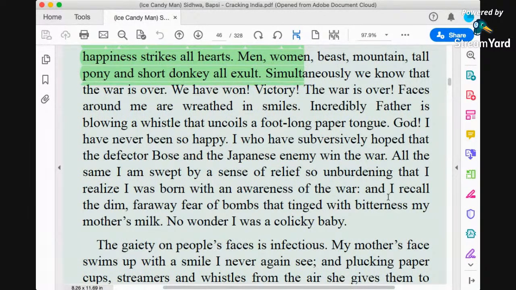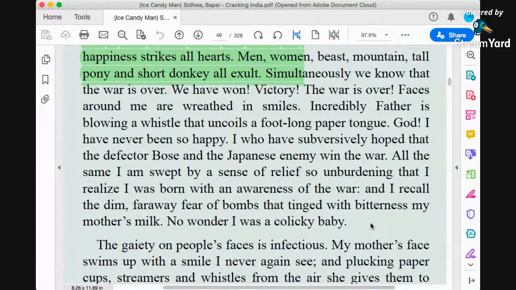His happiness has been indicated to us by the writer by telling that there was a whistle being blown by the father, and that whistle was being blown through a foot-long paper. It's a similar type of arrangement as you have in cricket, the kind of bampu you make. In the same way that happiness was being celebrated.